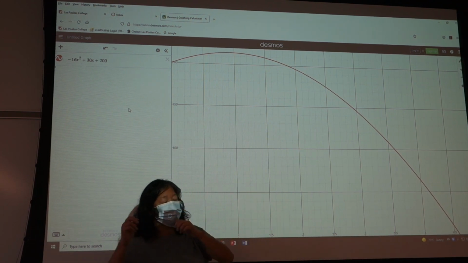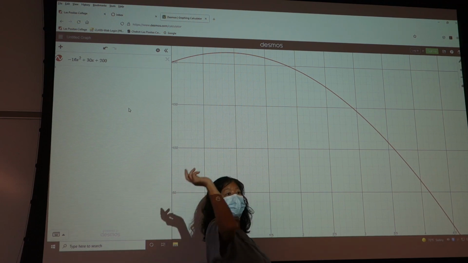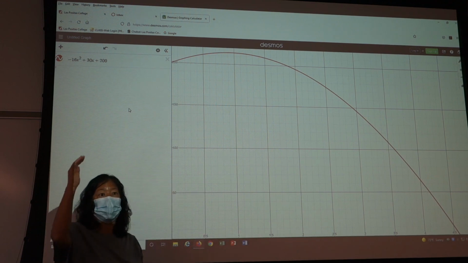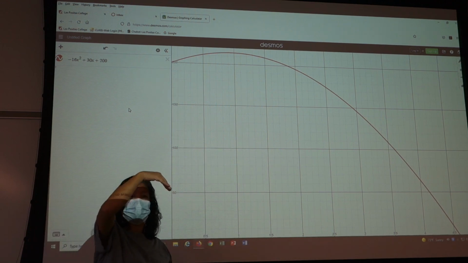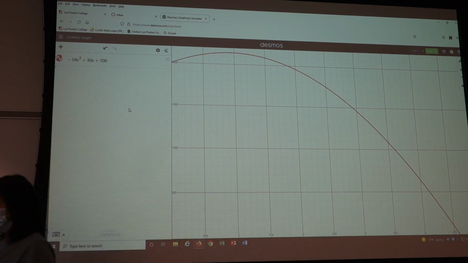So when I release it, does it go up first or does it go just straight down? It goes up and then it comes down. Does that make sense? We also know because that's a maximum, if it has a maximum, it has to be unhappy. The a was negative, so it has to be unhappy. It should go like that.